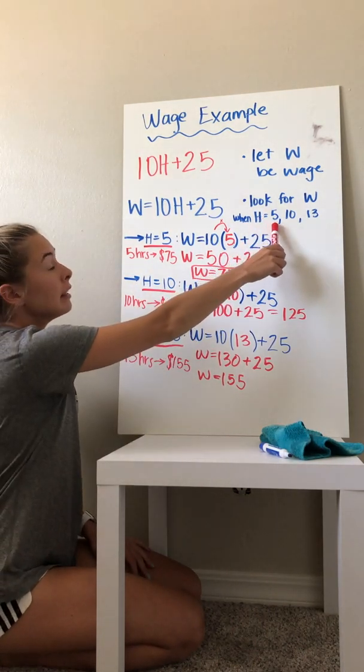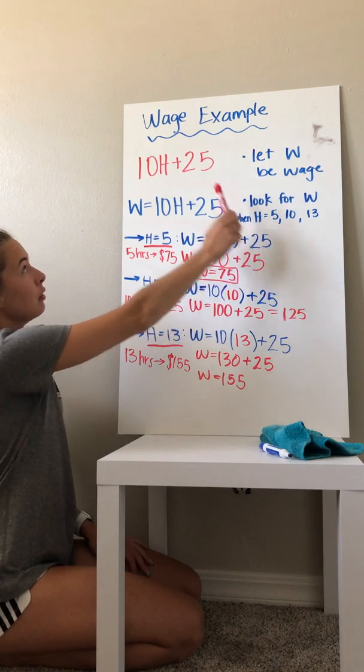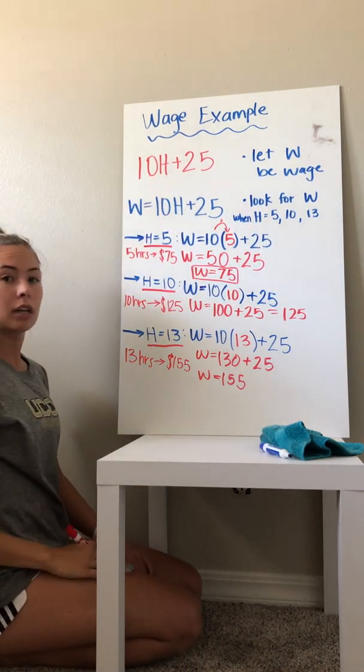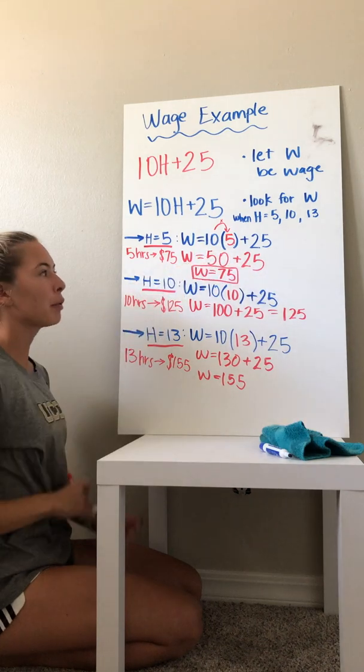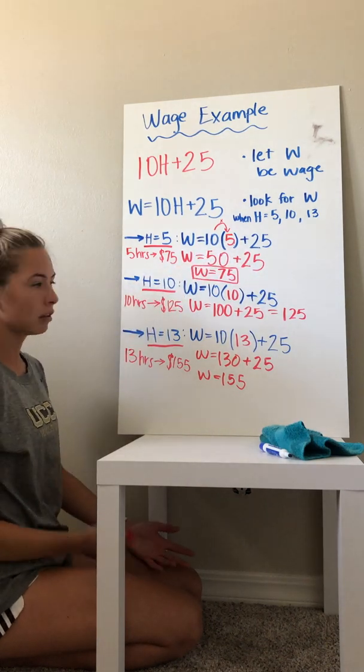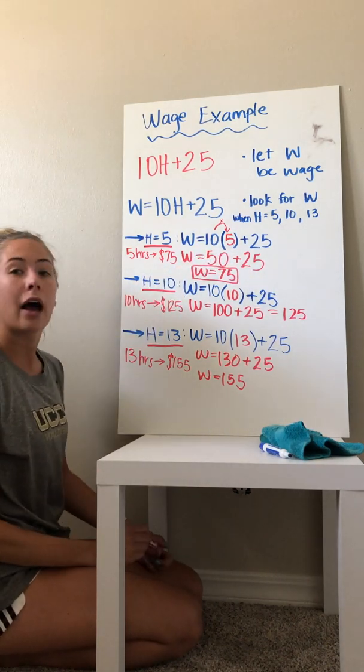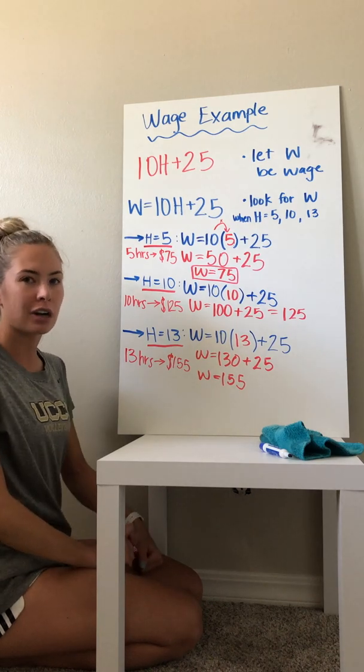Whenever you have a number that you're plugging in for H, you simply insert it in, and you're going to use the distributive property like we have, so just multiplication, and you're going to find out how much someone is paid for how long they work.